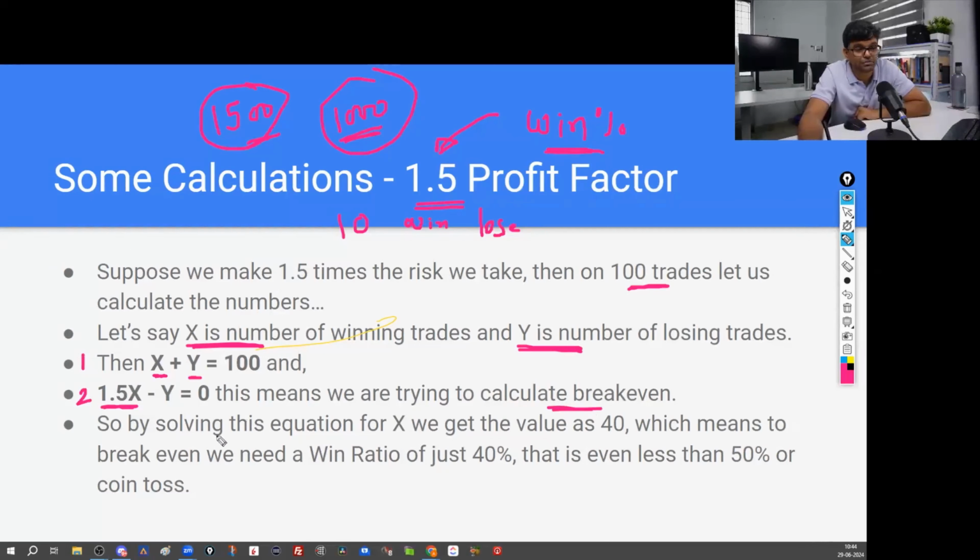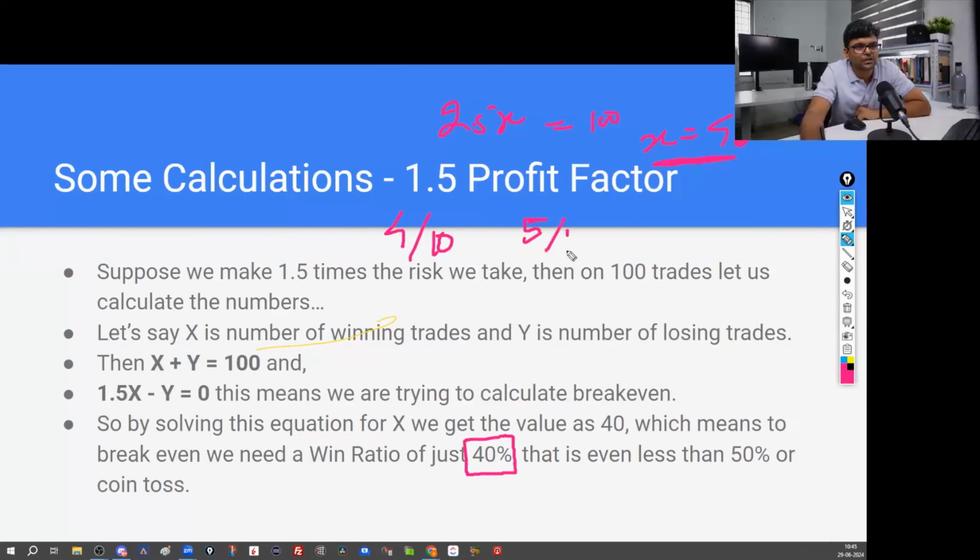Now, if you solve these equations 1 and 2, a little bit of maths involved here, simultaneous equations, if you want to be precise, you solve for X, the value of X is 40. You want me to calculate this? So if you add these two equations, you get 2.5X plus Y minus Y gets cancelled out is equal to 100. And if you divide 100 by 2.5, you get 40. What it means is that you need to be profitable 40% of the time.